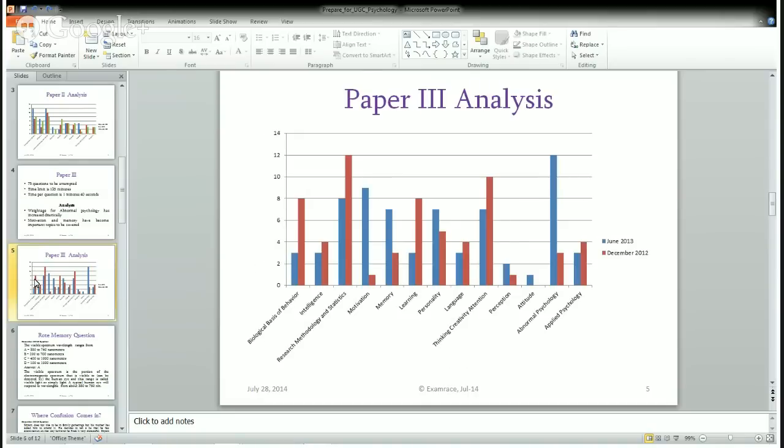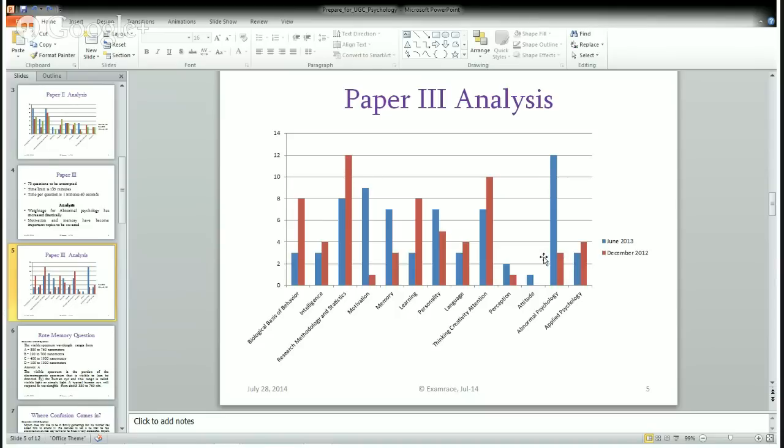This is the comparison between December 2012 and June 2013. As we can see, for research methodology the questions are around 8. Motivation has 8 to 9 questions. Again, memory has 8 to 9 questions, and abnormal psychology has exceptional importance with around 12 questions, which has increased from around 2 to 3 questions in December 2013.